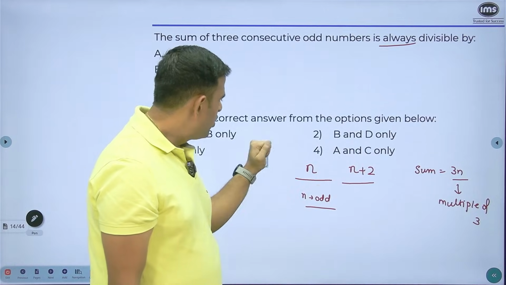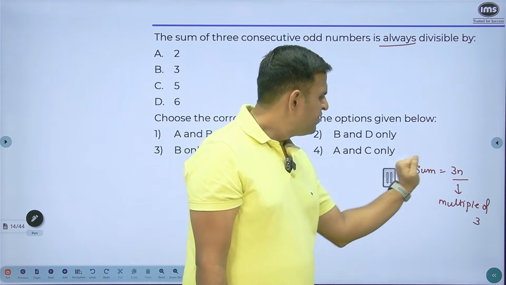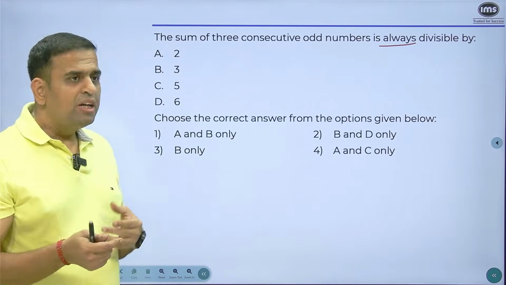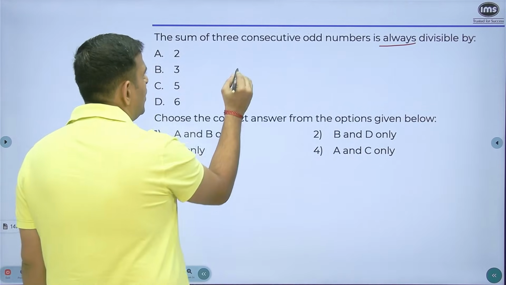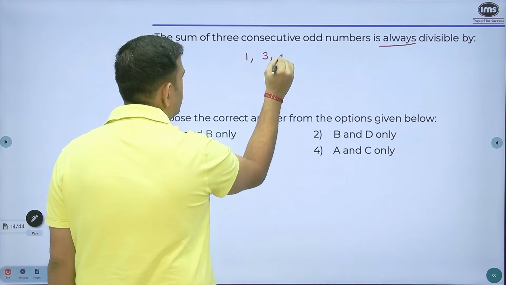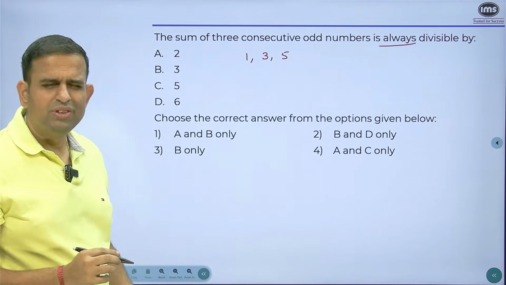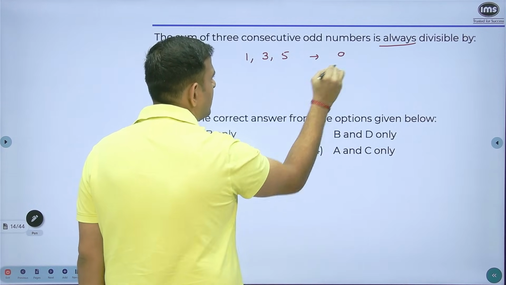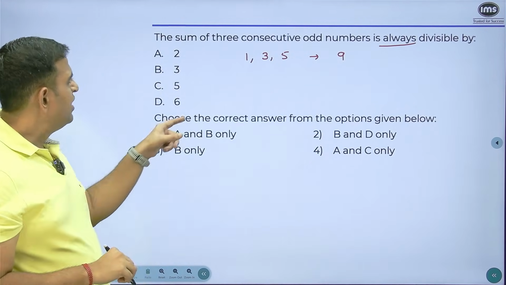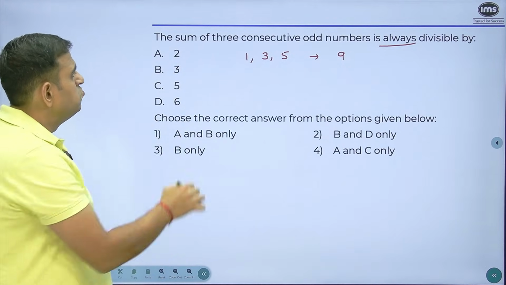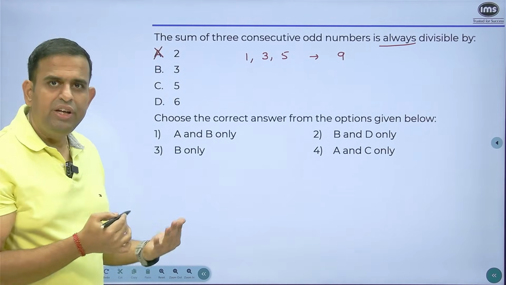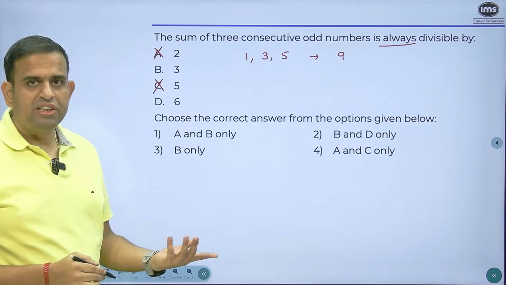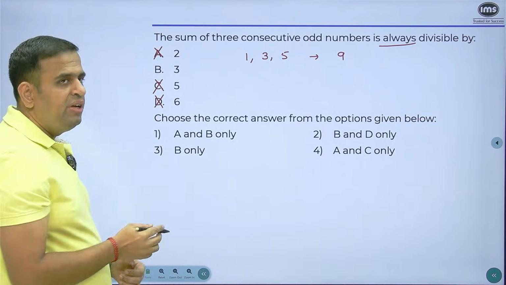Now, what about if I want to do it in a different manner? If something has to be true for every case, I can take a very simple example. The smallest possible thing I can think of is the numbers 1, 3, 5. These are 3 consecutive odd numbers, and the sum in this particular context will come out to be 9. Now, is this number 9 a multiple of 2? No. Multiple of 3? Yes. Multiple of 5? No. Multiple of 6? No. So definitely B is perfectly fine.